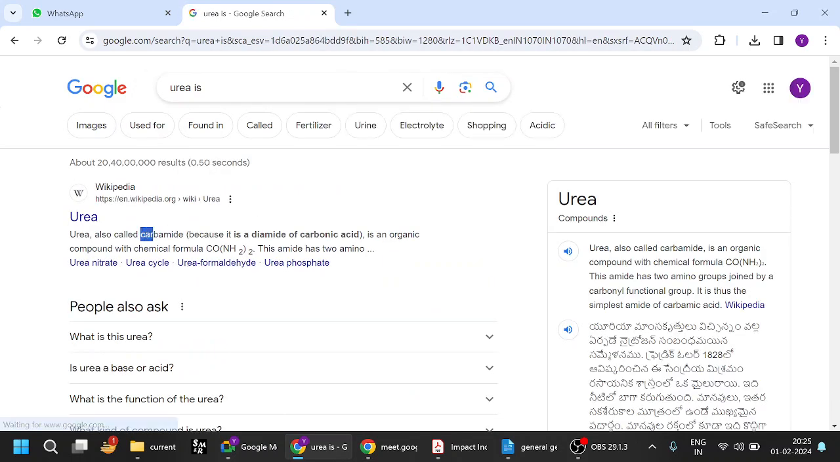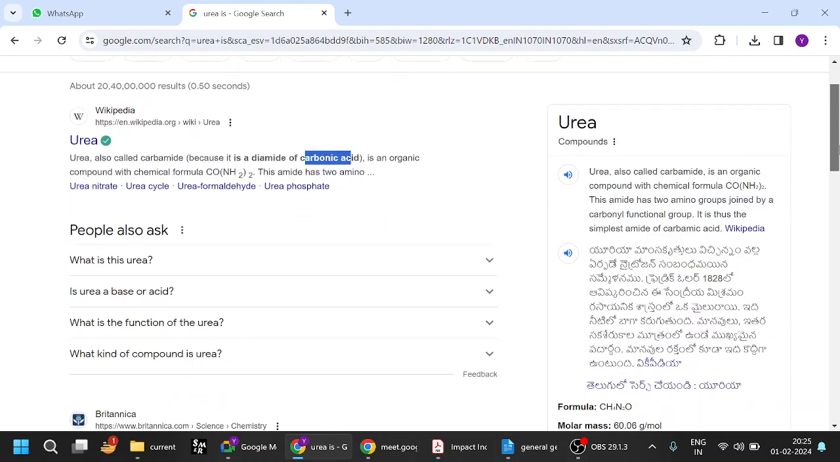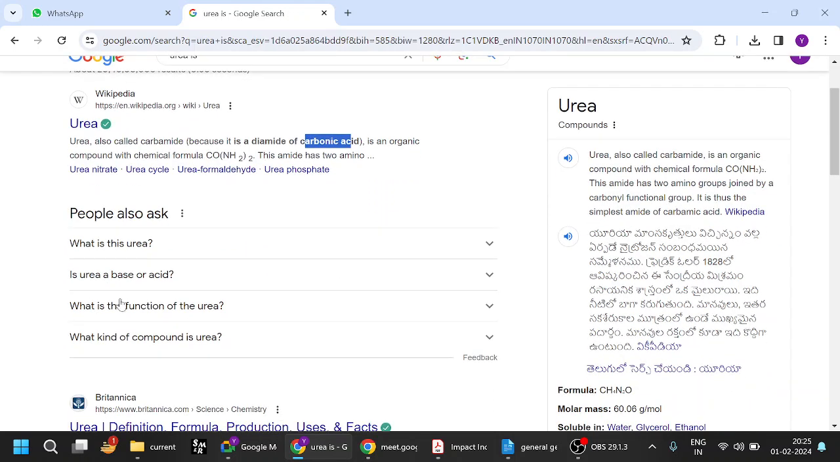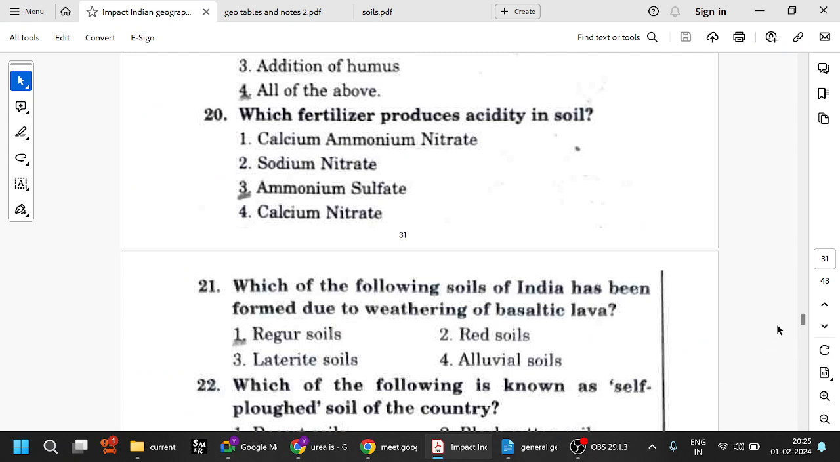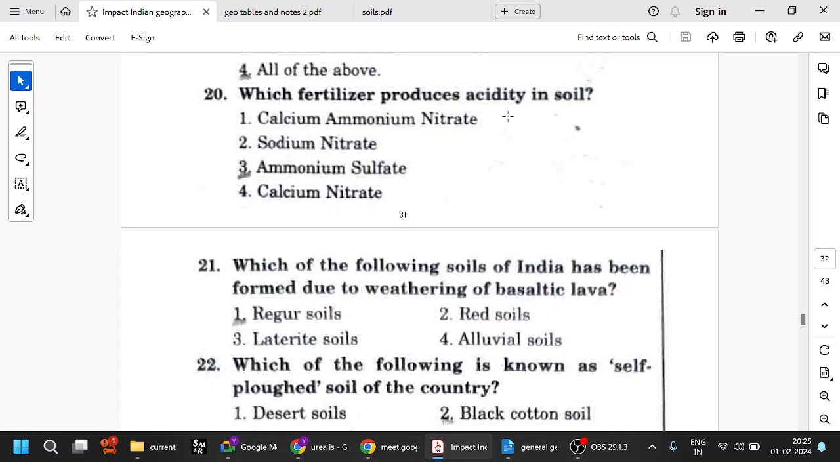Okay, it is a carbamide because it is a diamide of carbonic acid. It is an organic compound with chemical formula, etc. Disposable of nitrogen, etc. So urea, diammonium phosphate, and potassium chloride. Which fertilizer produces the most acidity? It is ammonium sulfate. Try to remember that.